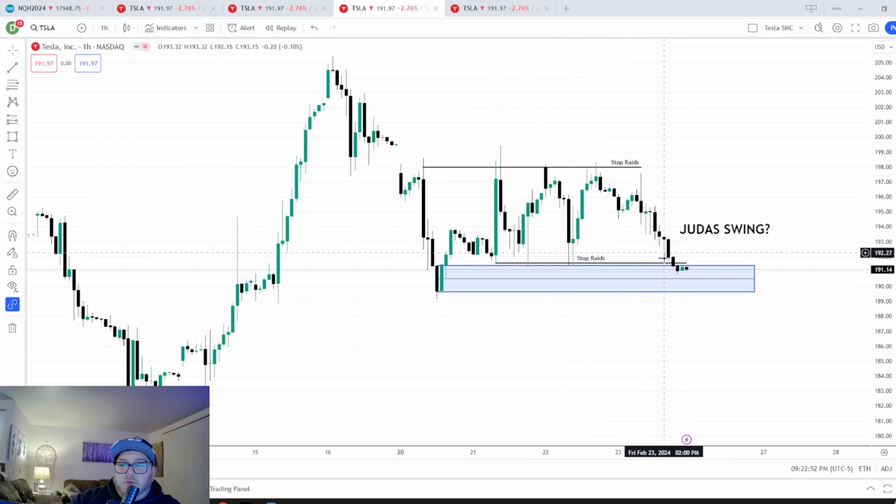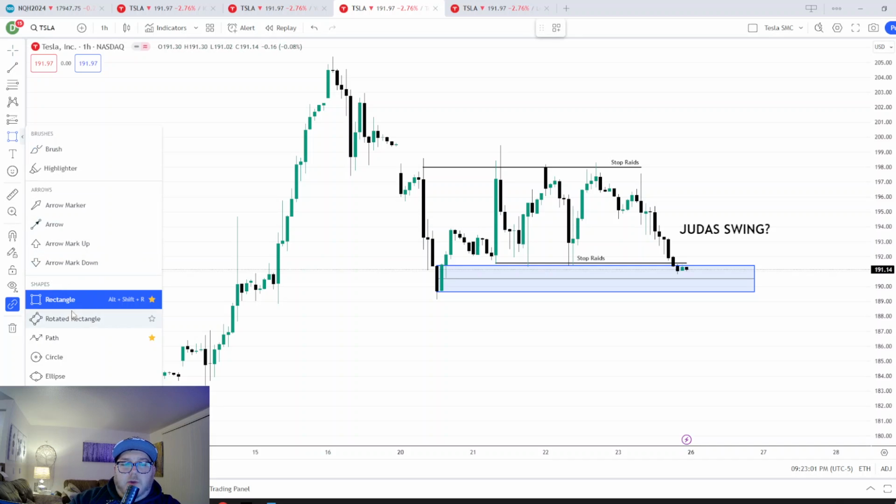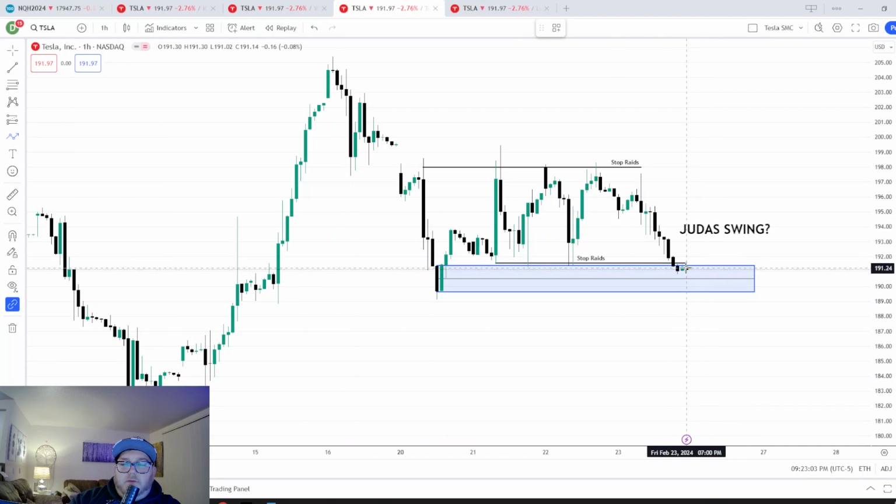So is this the Judas swing of manipulation to try to run these last stops out, run the liquidity, come back into the order block? And at that point in time, are we going to start to see price rally up? All right, this is kind of our last line of defense.